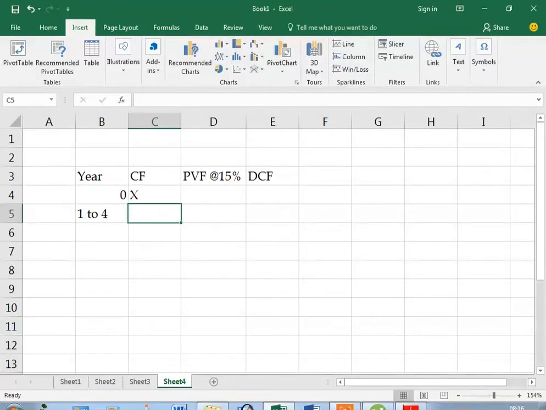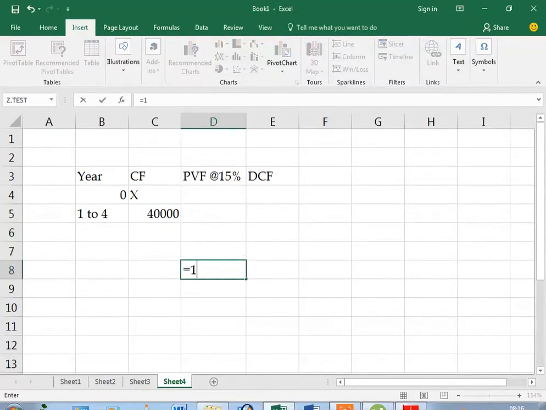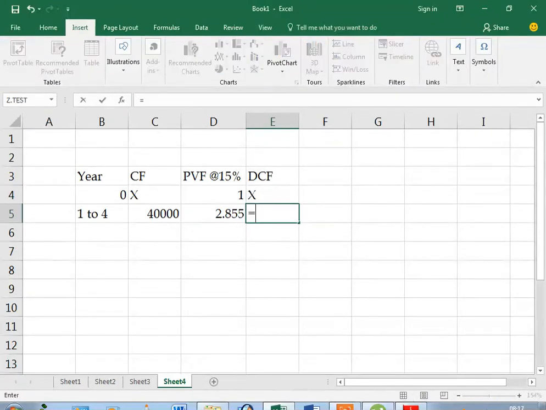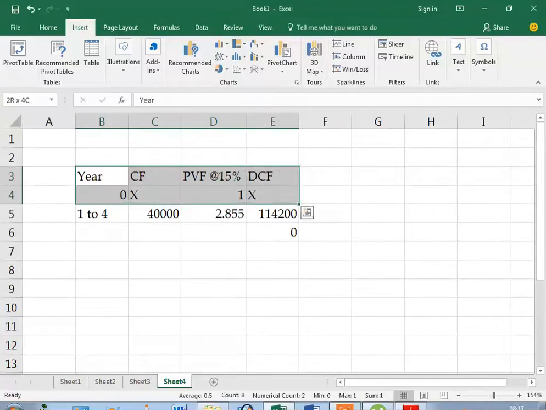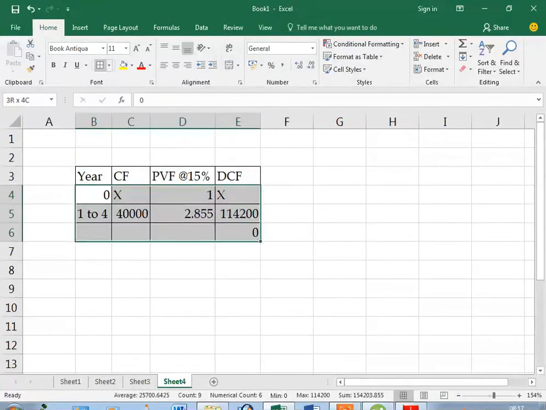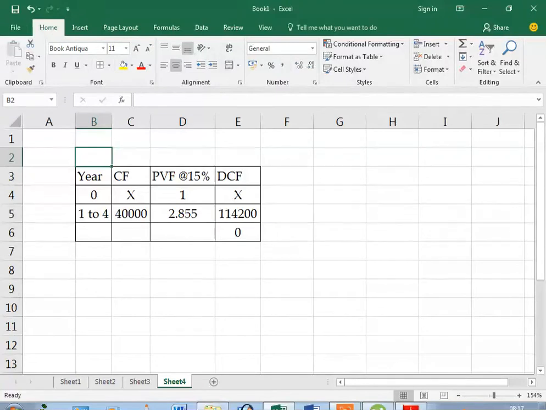My initial investment is X rupees. My initial outflow is X rupees. Every year I get 40,000. Can you tell me the annuity factor for 15% for 4 years? How much? Okay, 2.855. This is going to be 1. This is X. X plus 114,200 is 0.